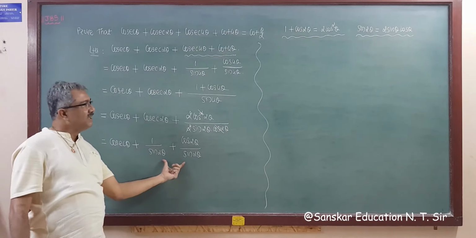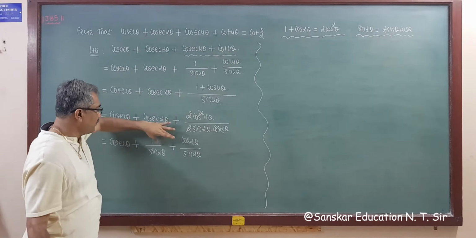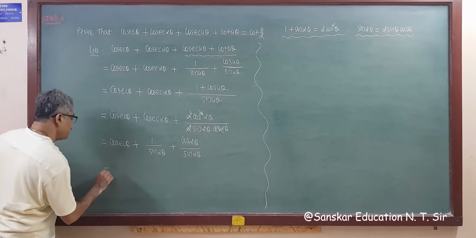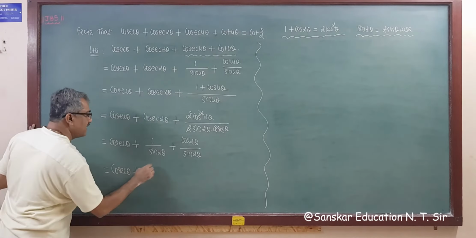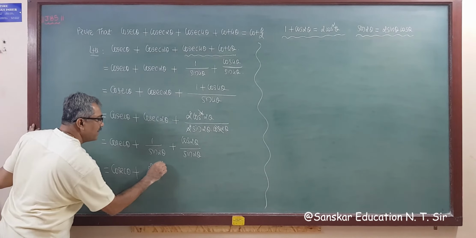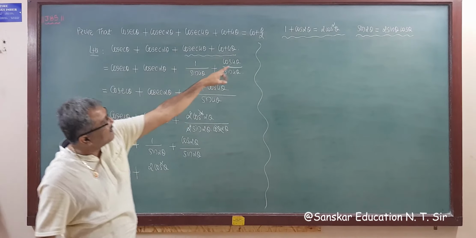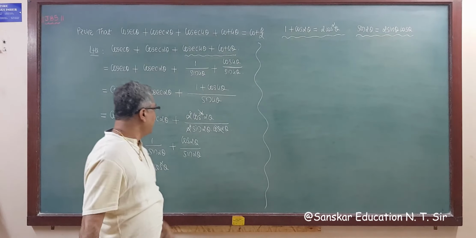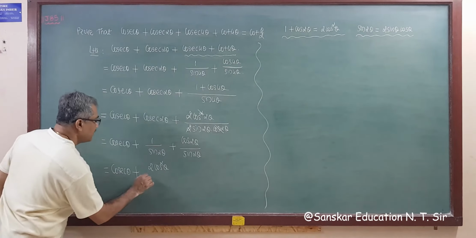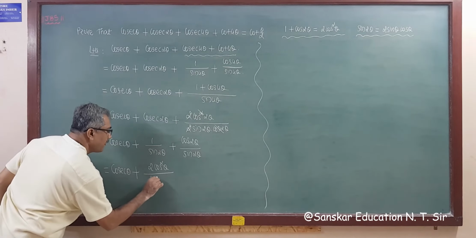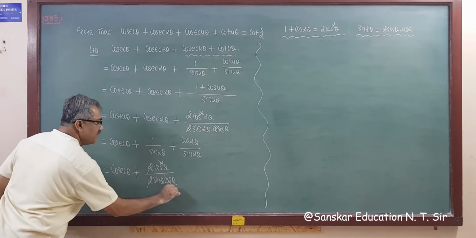Taking LCM means now repeating these two steps, right? So 1 plus cos 2 theta. So this is cosec theta. 1 plus cos 2 theta is 2 cos square theta. I am writing directly 1 plus cos 2 theta, that is our standard formula, 2 cos square theta, and sin 2 theta LCM, that is 2 sin theta cos theta. So this 2 cos will be cut.